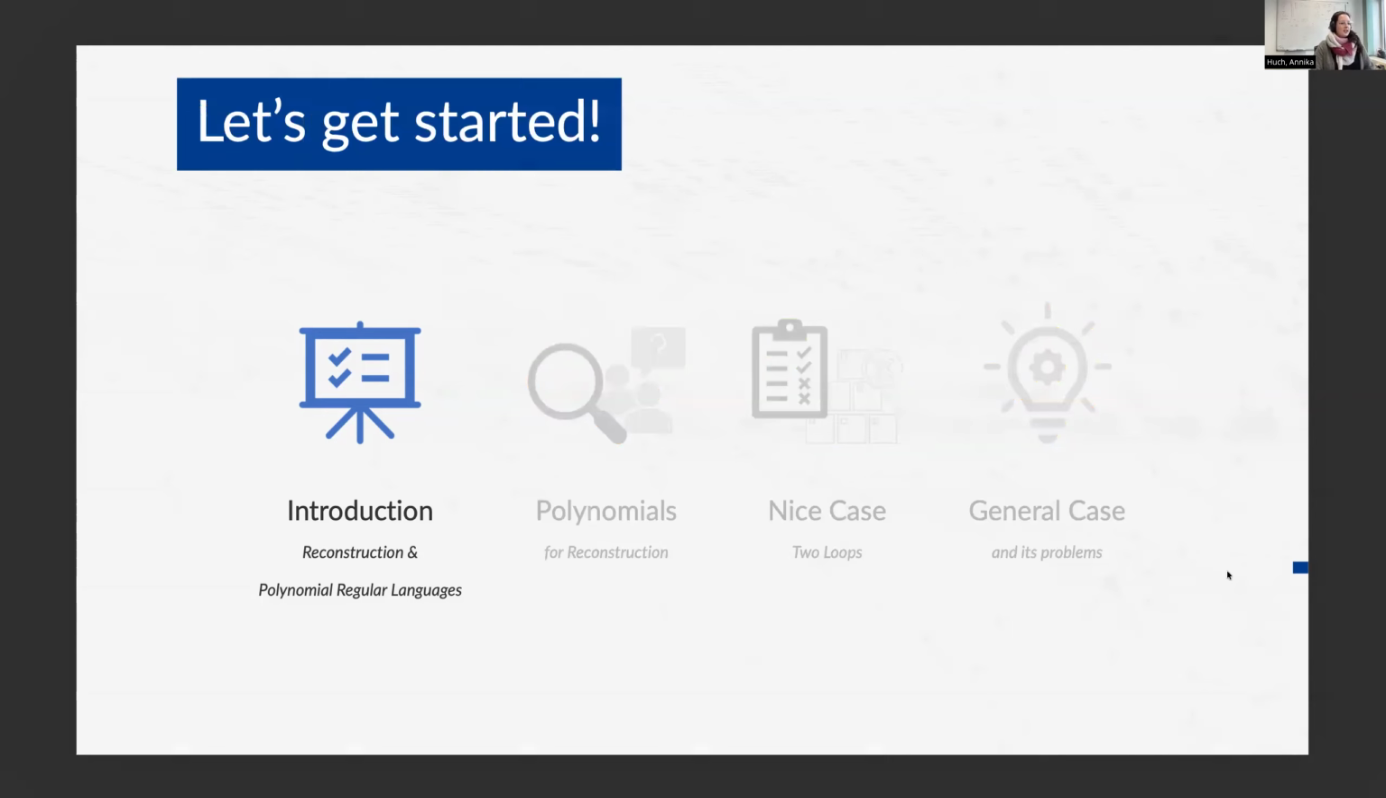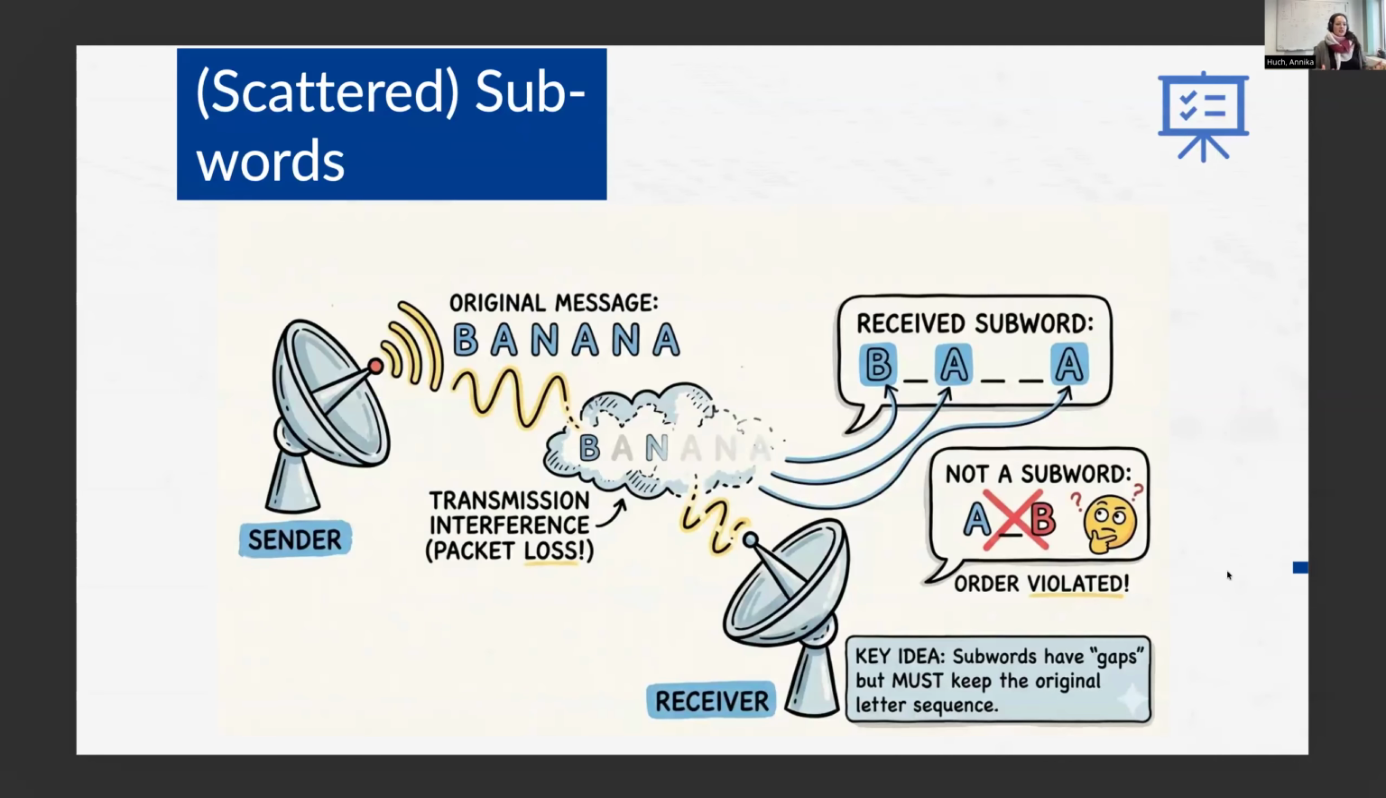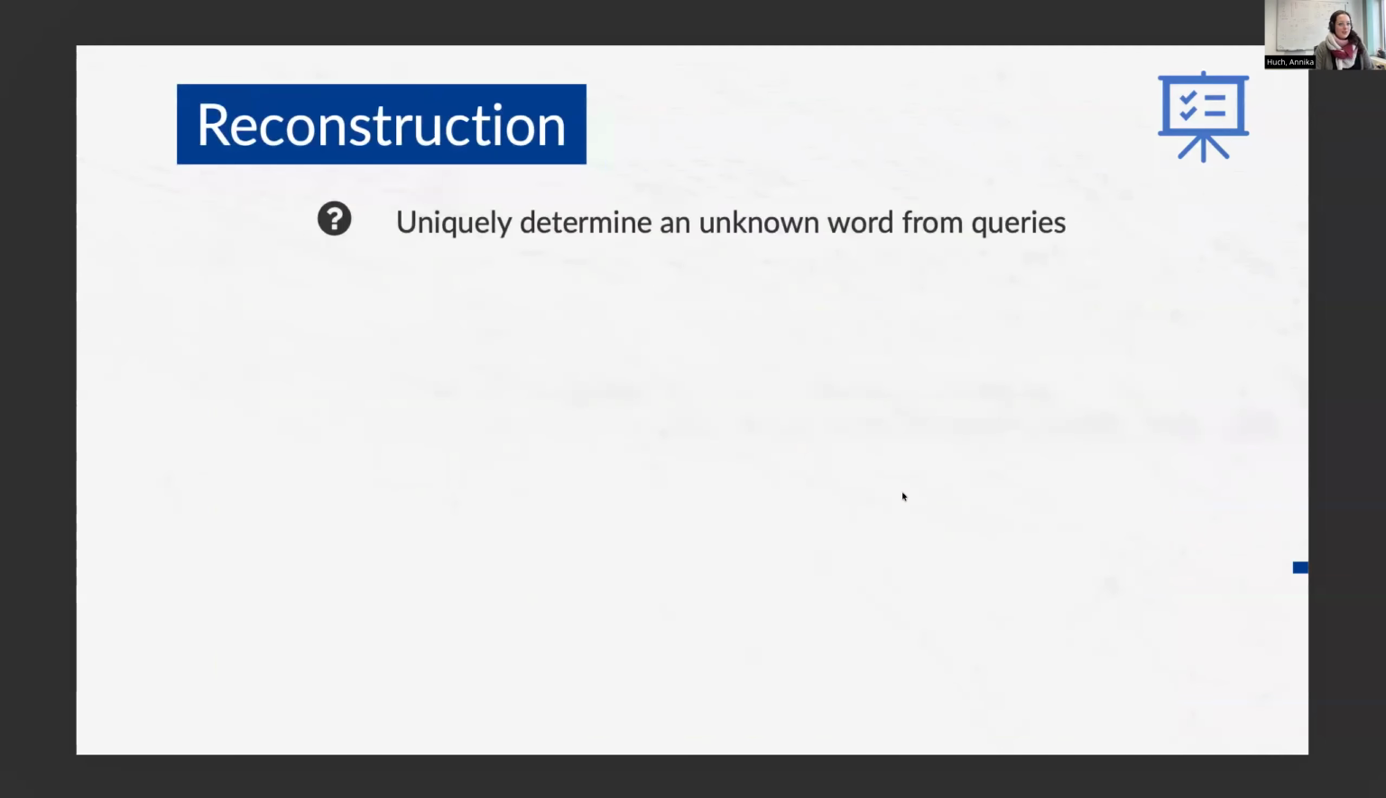So let's start. First of all, we are looking at scattered subwords. What does it mean? We have some transmitted signal like banana, just a toy example, but something gets lost in the middle and we only receive a subword of it. Some people call it scattered factors, some people call it subsequences, all the same term. The important thing is that we should not violate the order. So BA would not be a subword of banana because the order is violated. I hope this concept is clear to most of you.